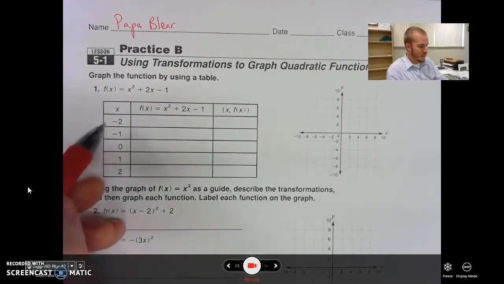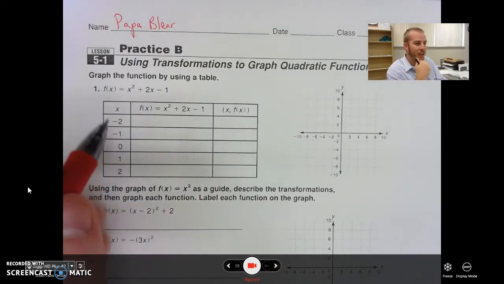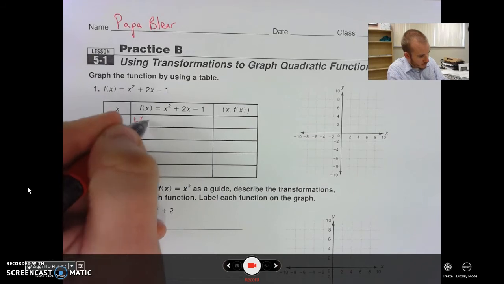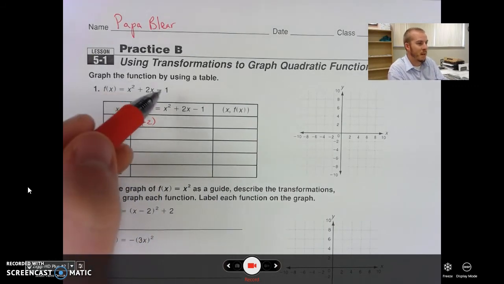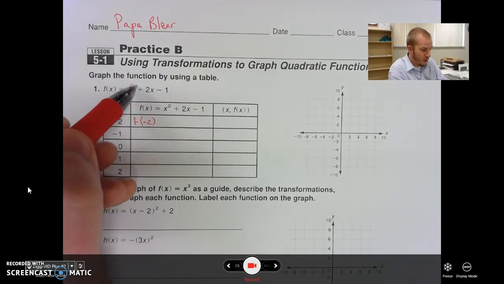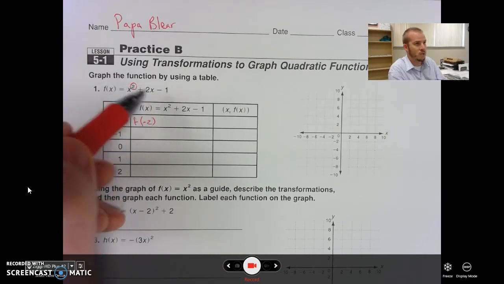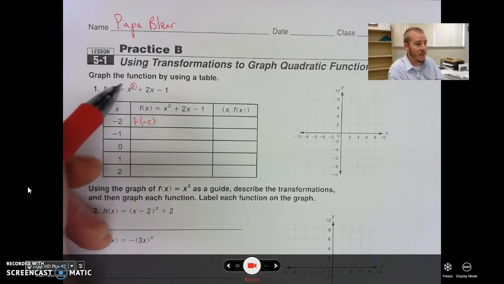So if we plug in an x value into my function, we should get an x comma y value. So if I plug in negative 2, I'm going to get f of negative 2. My function, by the way, is x squared plus 2x minus 1. What does this look like? Well, you see that there are no other x to the thirds or fourths or to the half or whatever like that. This is going to be a parabola. I don't know exactly what it's going to look like, but it will definitely be a parabola.